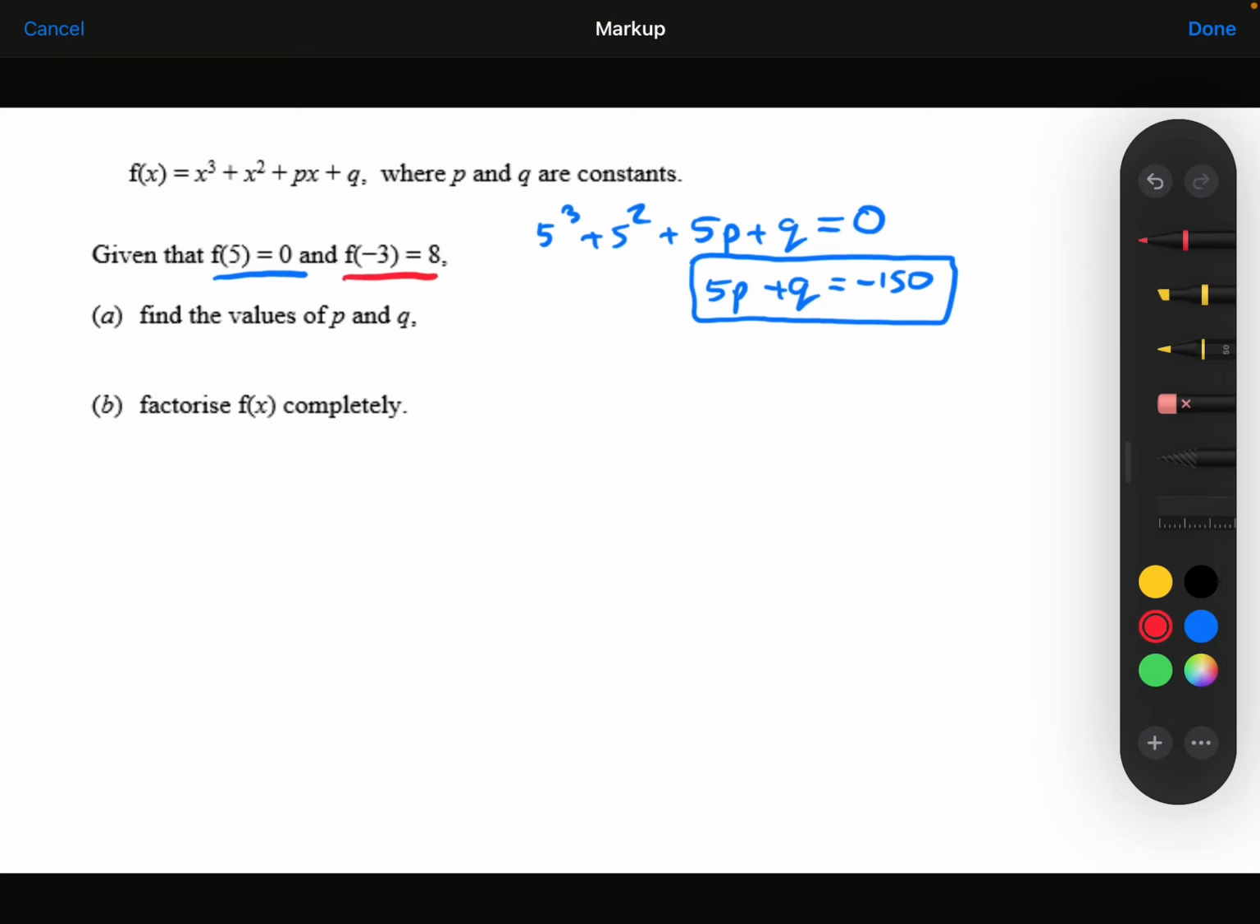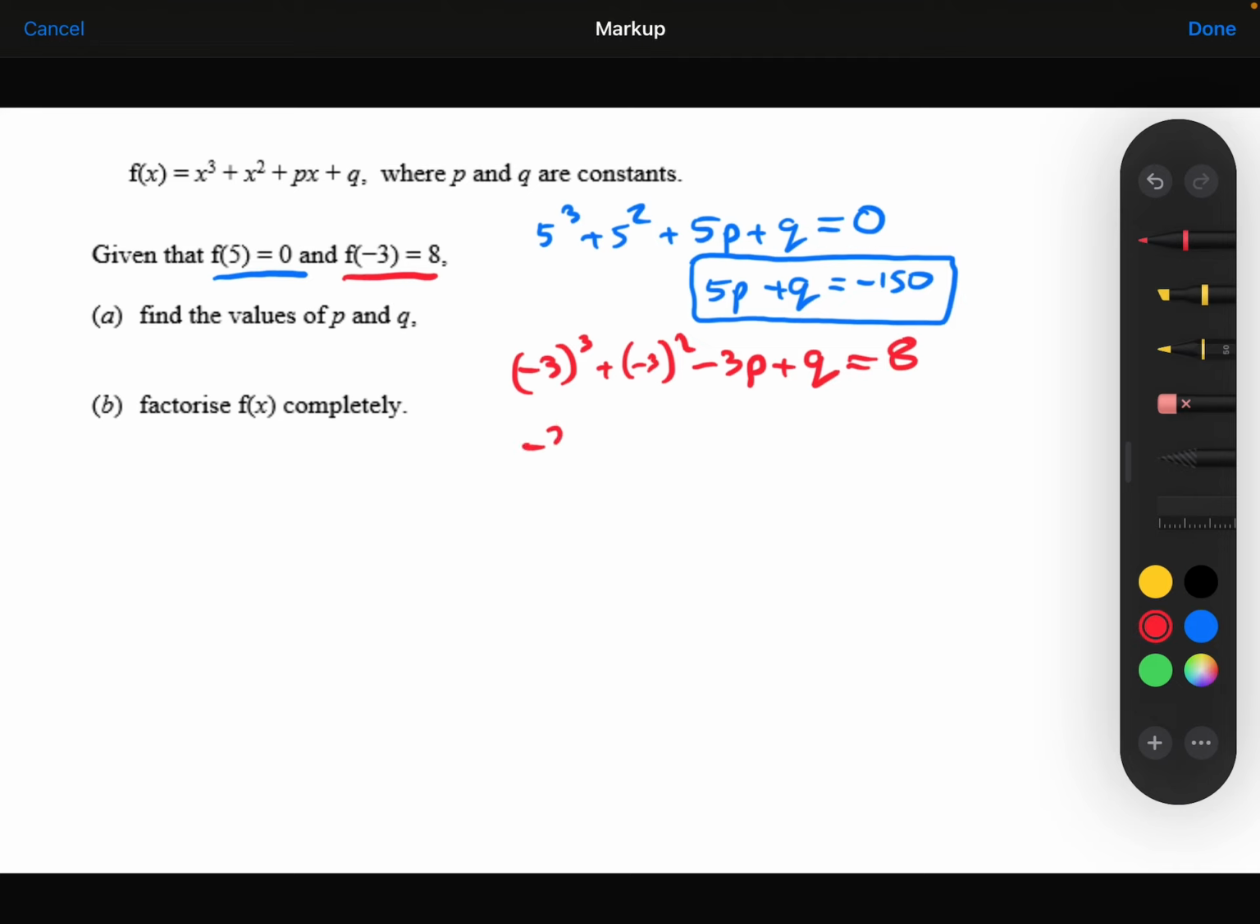Right, the next bit of information, we've been told that f of minus 3 is 8. So if we substitute minus 3 into the function, minus 3 cubed plus minus 3 squared plus p times minus 3 plus q is equal to 8.